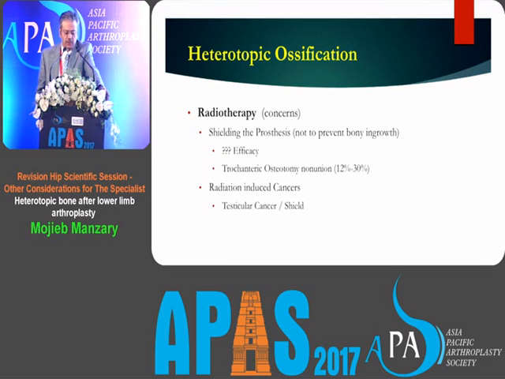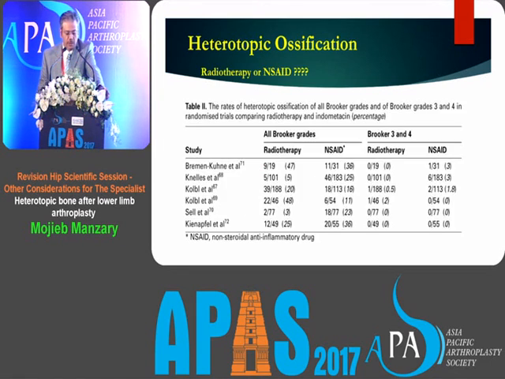Also, if you have used a trochanteric osteotomy, it has been shown that trochanteric osteotomy non-union is reported in 12 to 30% of radiated cases. The most important concern is radiation-induced carcinogenesis, certainly not the bony sarcomas, but testicular cancer has been reported even at doses as low as 2.5 Gy. Therefore, testicular shielding is a must for patients who will be receiving radiotherapy for HO prophylaxis.